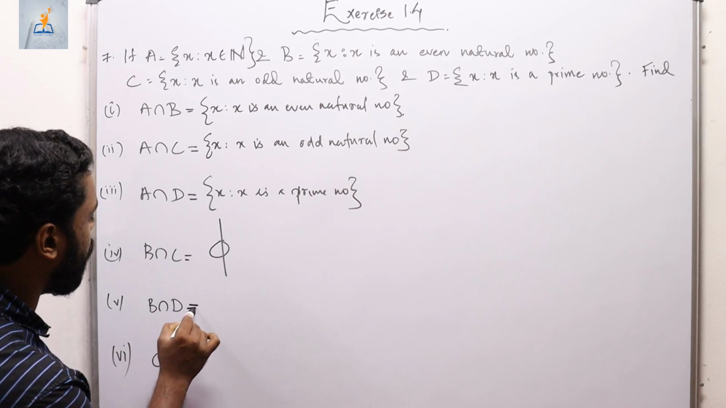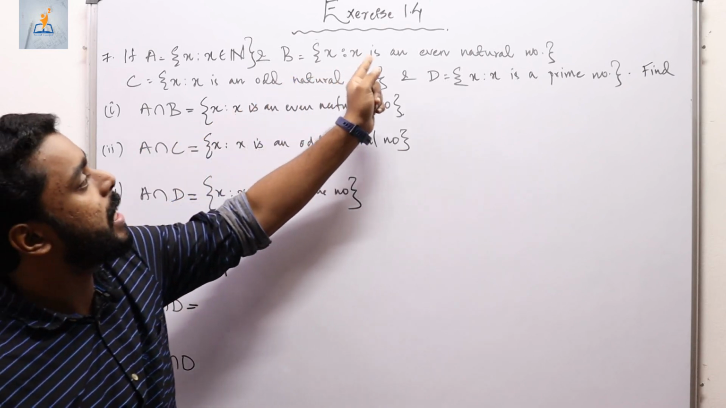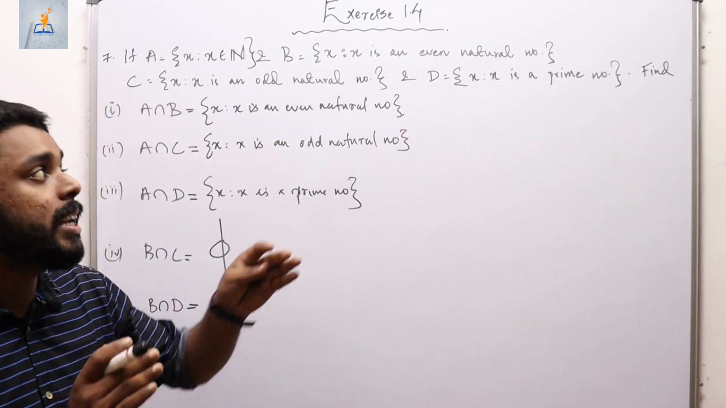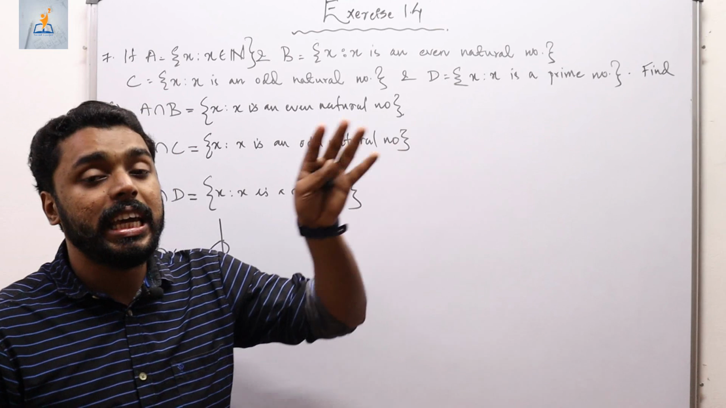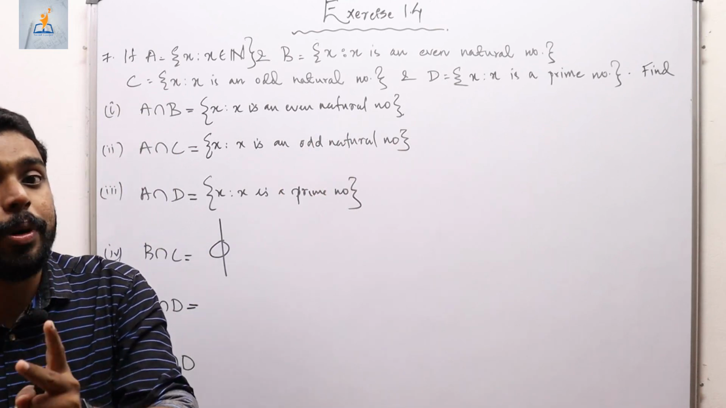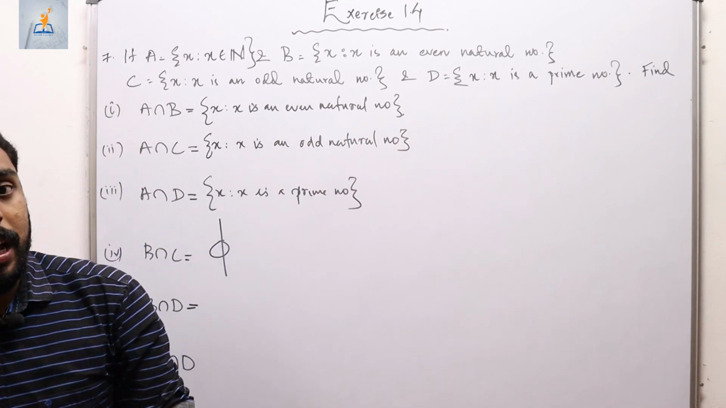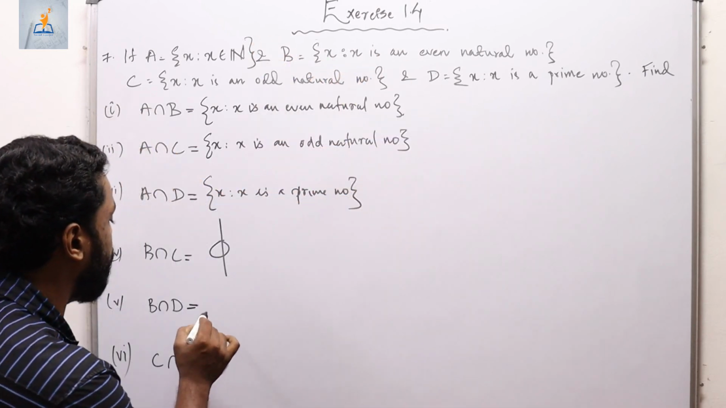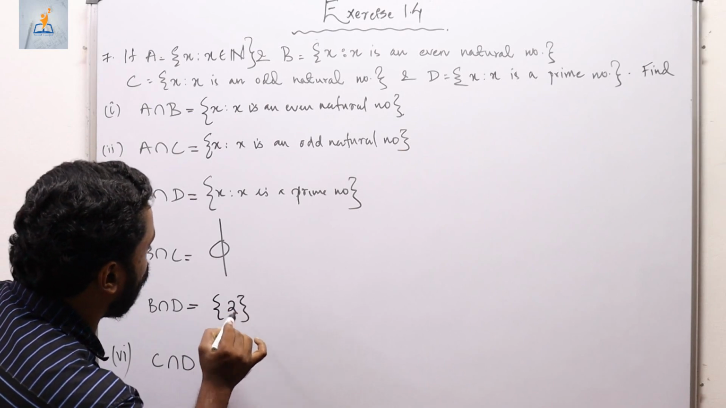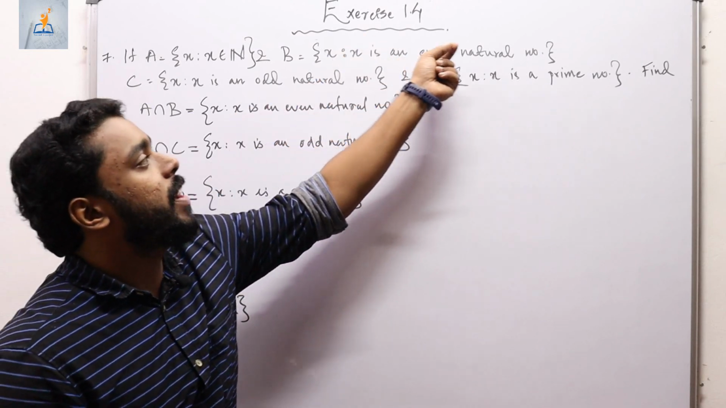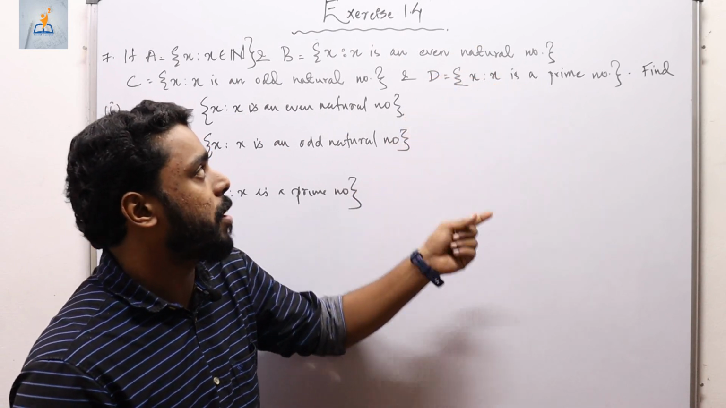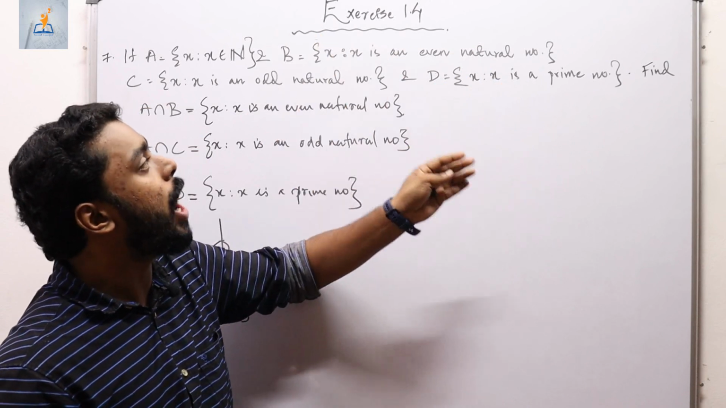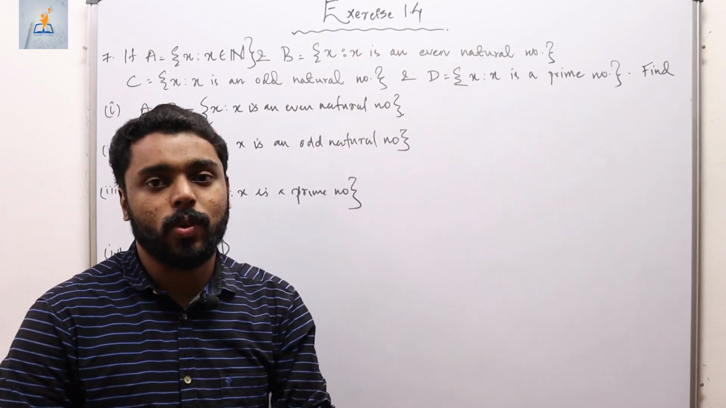Now coming on to B intersection D. B means set of all even natural numbers, D means set of all prime numbers. We know that D contains only one even natural number, which is 2, because 2 is the only even prime number, isn't it? Therefore, the element which is common to B and D will be singleton 2. Here B has 2, D also has 2, and there is no other element common to B as well as D.